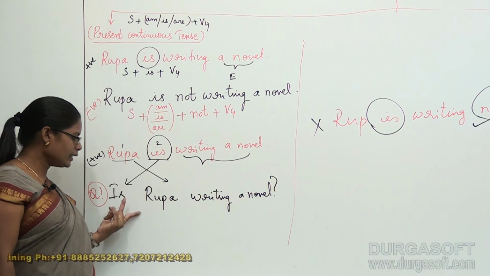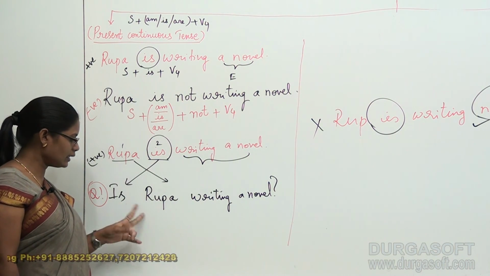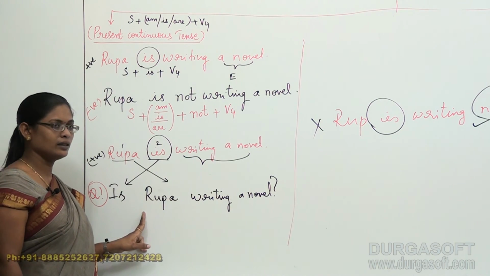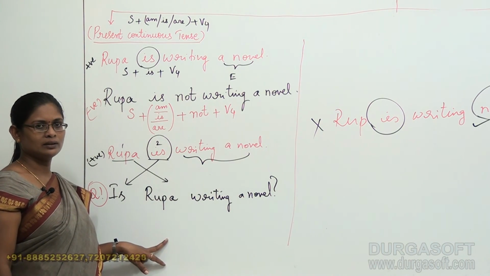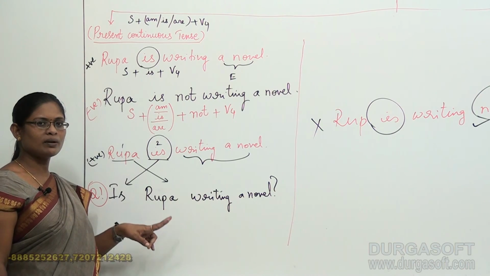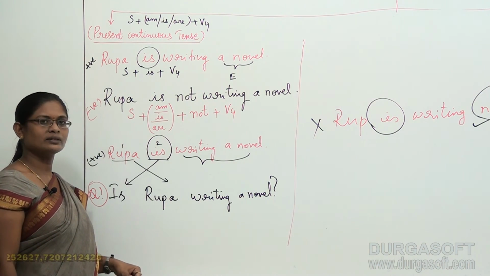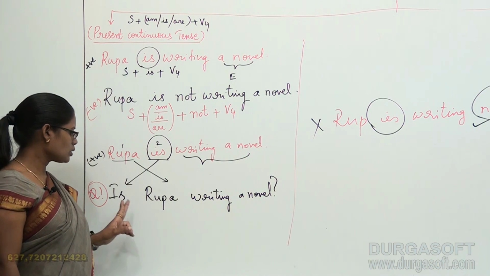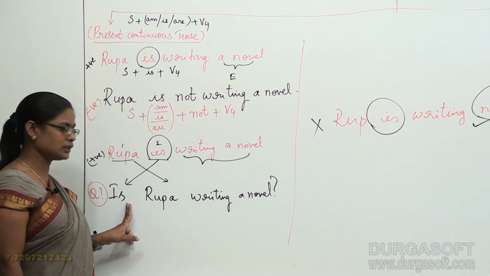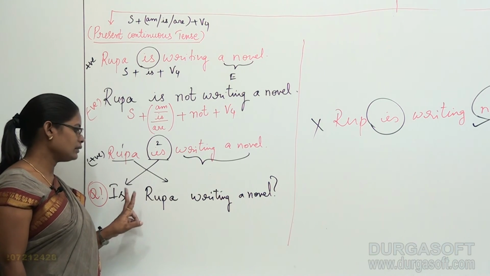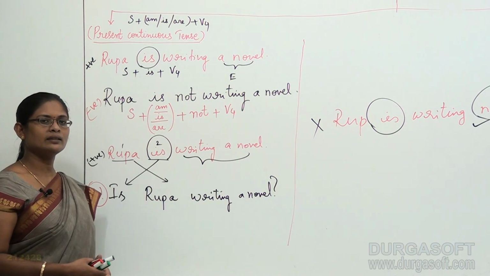When you again interchange these two places, it becomes Rupa is writing a letter. So it becomes a positive sentence. A positive question exists from a positive sentence, and a negative question exists from a negative sentence. Okay, so now it has become a positive question. It is like, is Rupa writing a novel?